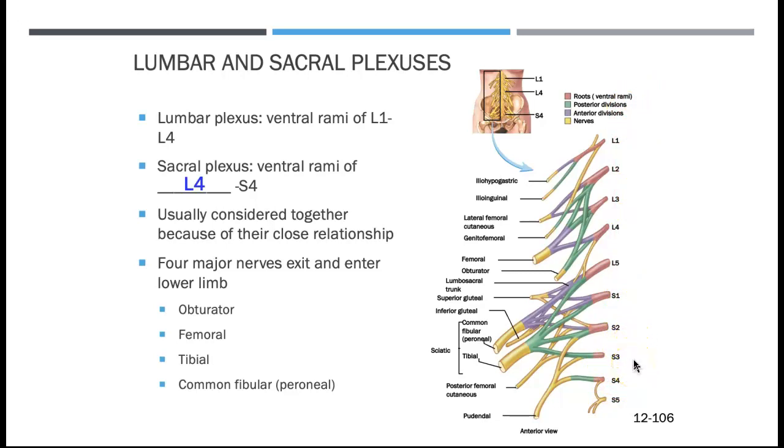But the four major nerves that we want to know is going to be the obturator nerve, which you see coming off right over here from L2 down to L4, our femoral nerve, also from L2 to L4, and then our tibial nerve, which is going to be further down the line, right along in here. And then we have our common fibular, or it's also called our peroneal nerve.